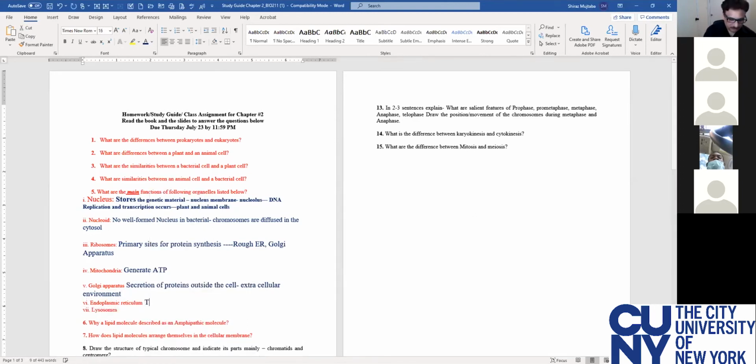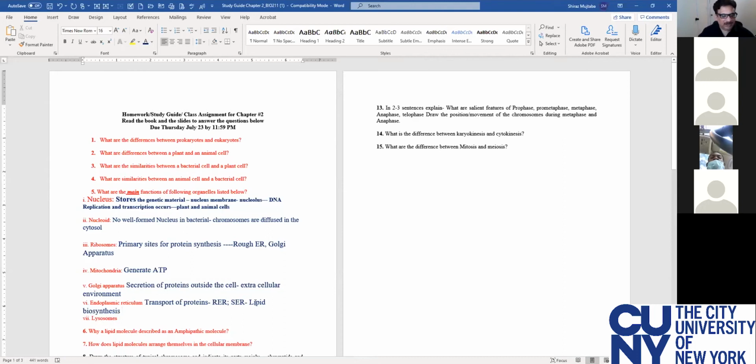Endoplasmic reticulum helps in transport of proteins, and those are called rough ER. The other kind of ER is smooth ER, that helps in lipid biosynthesis. Now the question comes, why does the endoplasmic reticulum become rough? It's rough because these rough ERs contain ribosomes on their surface. So the presence of ribosomes on the endoplasmic reticulum makes small blob-like structures on their membrane, and that makes them rough. And they are mainly responsible for protein transport.